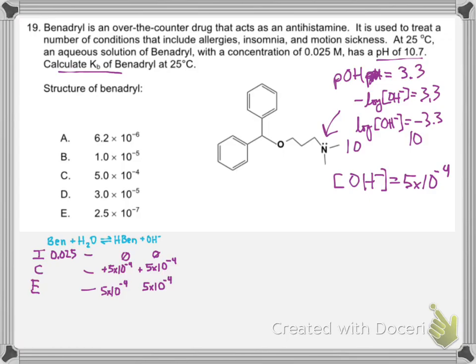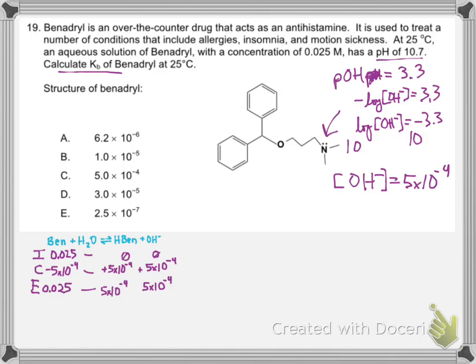Technically speaking, over here this would be minus 5 times 10 to the negative fourth, but it's really not going to make too much of a difference in the overall concentration here. But this is the reason why we can make that assumption that we generally make. So this would technically be 0.02495, but for all intents and purposes, we can just keep this as it is.